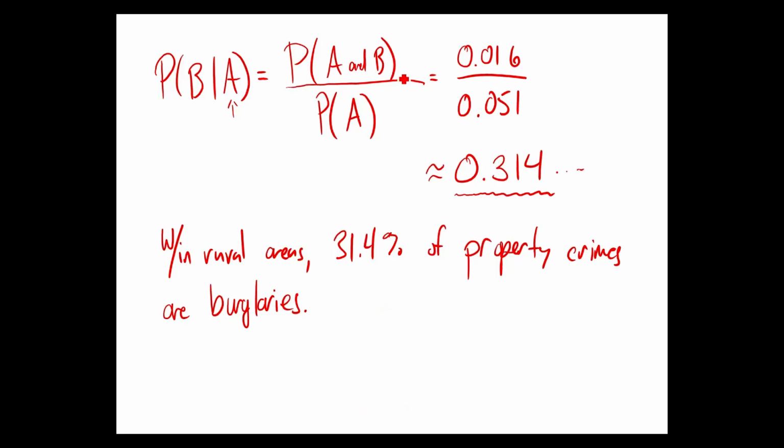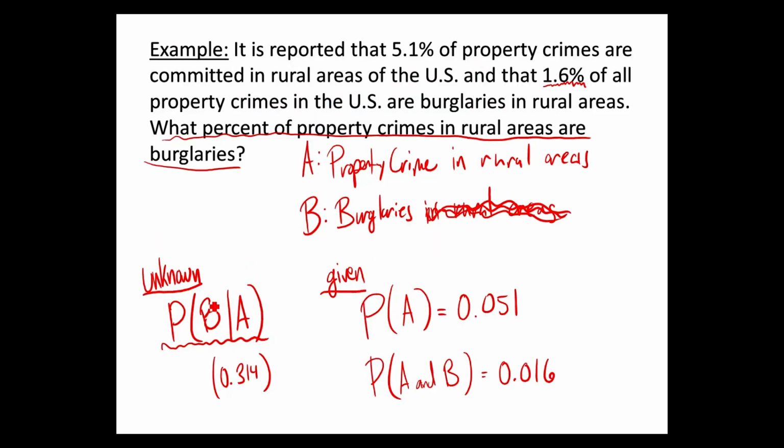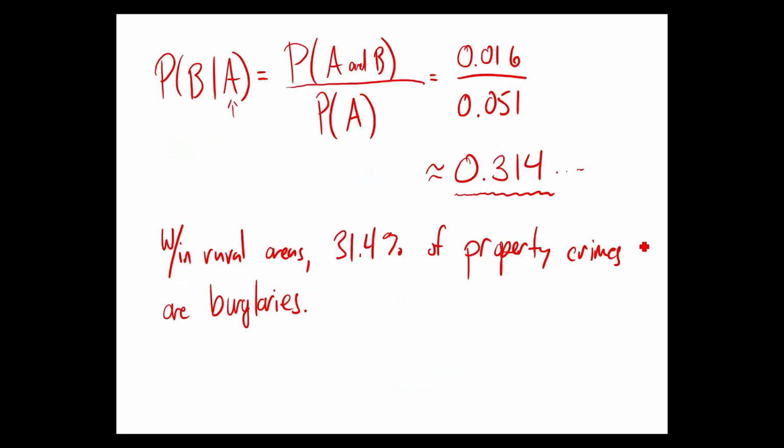Yes. So the key is to correctly identify the unknown value. And then try to tease out, okay, what do they actually give us? The best way I find to do it is to put it in probability statements. Did they give us the probability of A, or the probability of B, or what? That's our goal. All right. Any questions about that one?